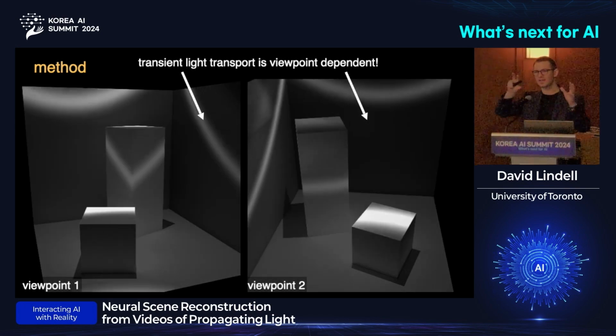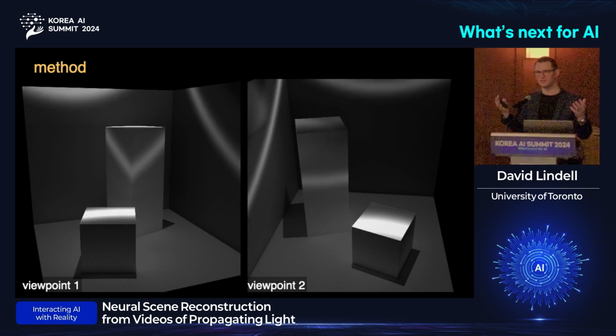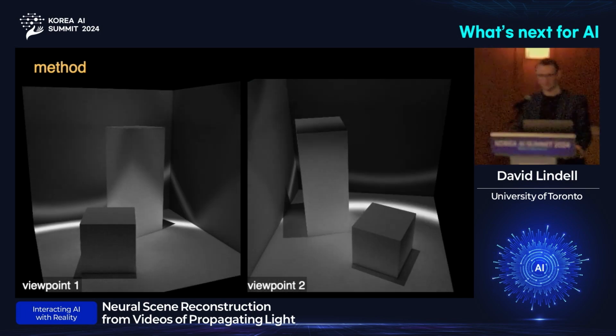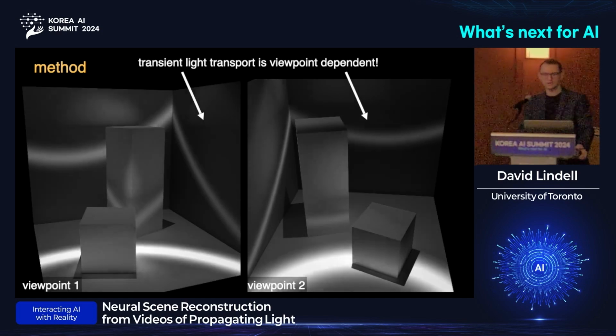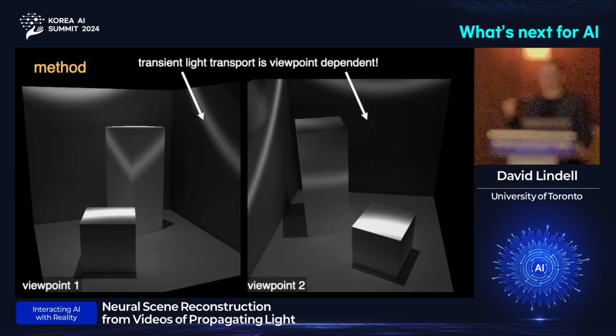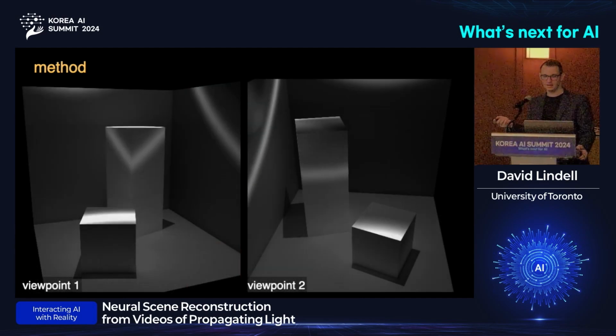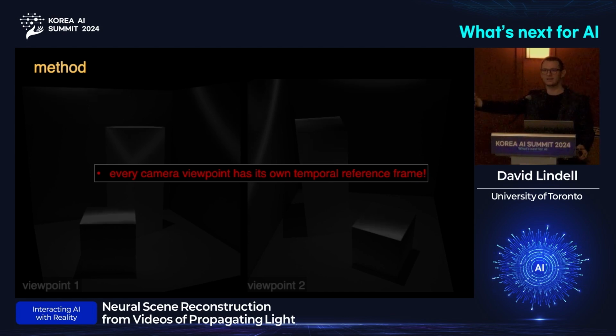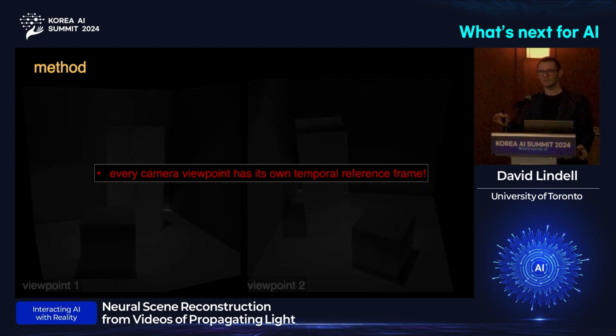So as we move the camera around the scene, the appearance of the scene also changes because our camera is in a different reference frame. So transient light transport is in fact viewpoint dependent. And because of this, it's not trivial to just apply a neural radiance field type method off the shelf.